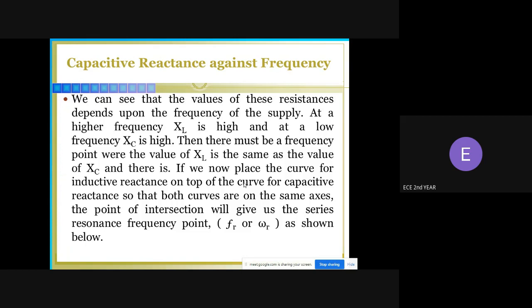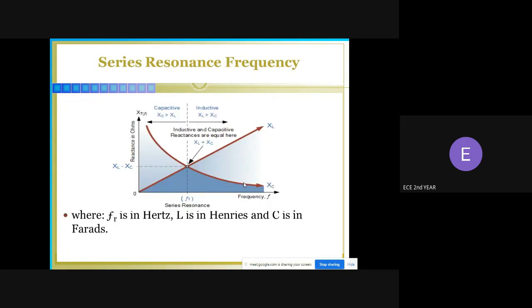resonance frequency point. You can see here, this is XL, this is XC. XC is a hyperbolic curve, XL is a linear curve, and where XL and XC intersect each other, we can call it a resonant condition. So here capacitive and inductive. If we call this point resonance, then the reactance is greater on either side.